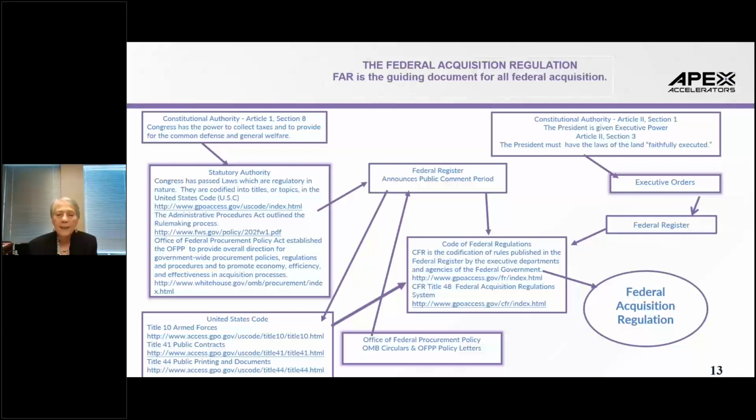This is not really intended to be an eye chart, but what it is intended to be is a representation of the fact that getting things into the FAR is not quick nor easy. There are several pathways. Usually you start with a statute or an executive order, but things are announced in the Federal Register. Legislation requires a public comment period, and we're going to talk about that in a bit too.